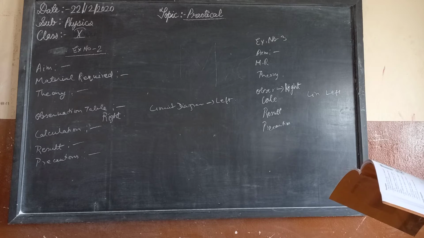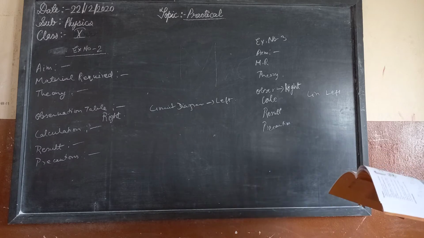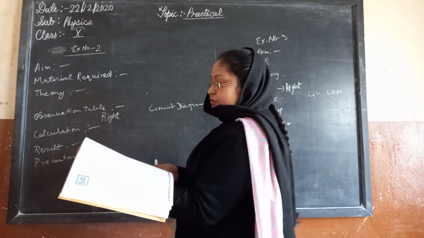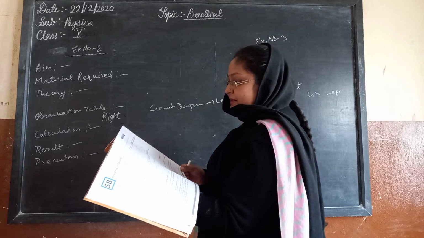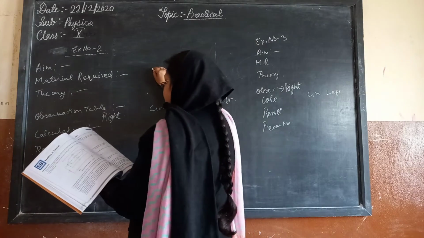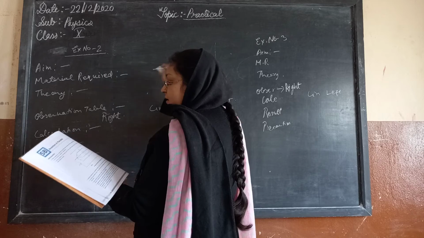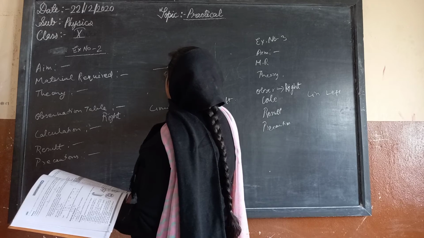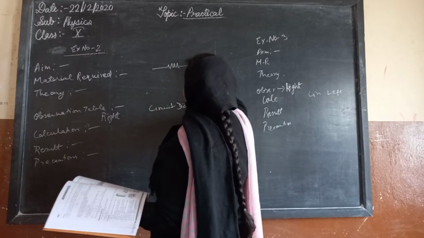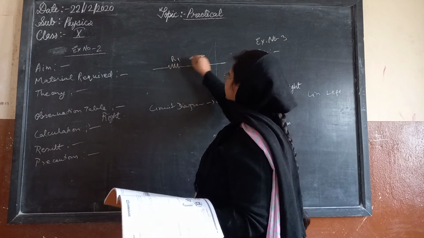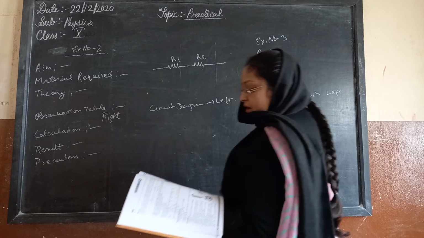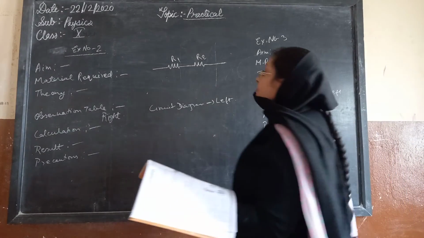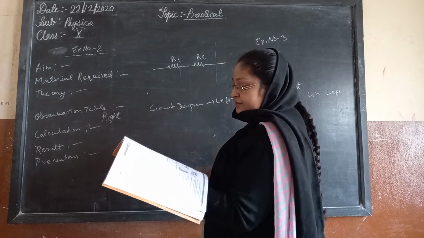In this practical, I am showing you what we have to do in experiment number 2. In experiment number 2, we have series, while experiment number 3 is in parallel. Series means these two resistances R1 and R2 in series. What we have to do here: first we need to take out the resistance of the first wire.